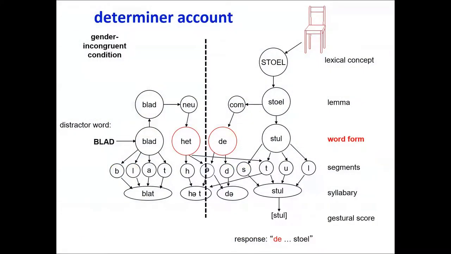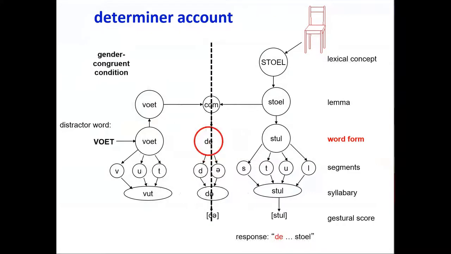Well, it basically gives us evidence that the selection and competition seems to take place at the word form level when the correct determiner form is to be selected by the speaker. And in the gender congruent condition, there's of course no competition because there's only one word form to select from.